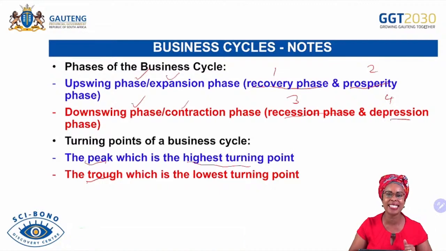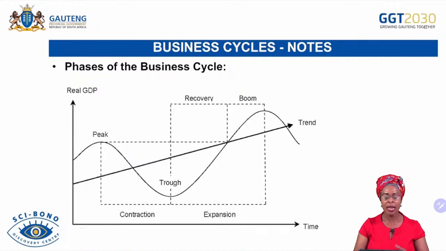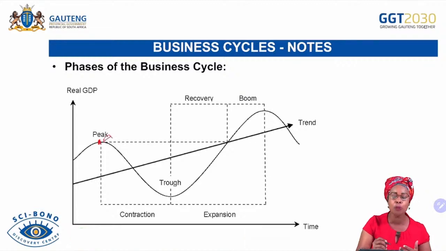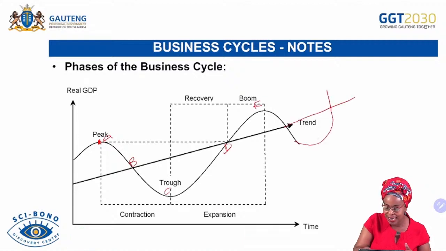Now let us look at the diagram and make sure that it becomes real. This is a diagram which shows the phases of a business cycle. Remember, I mentioned the downswing phase or that contraction phase. It started from this point. Let me give the diagram labels. Let me say that this is point A, up to here is point B, up to the trough is point C, and then point D here, point E. Let me even extend it so that we have another trough at point G.